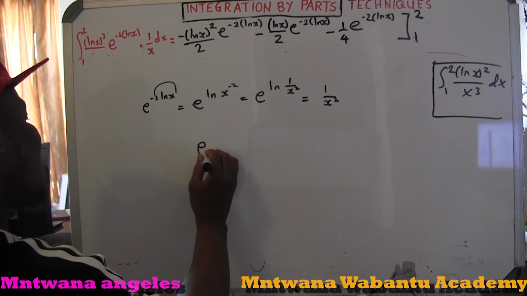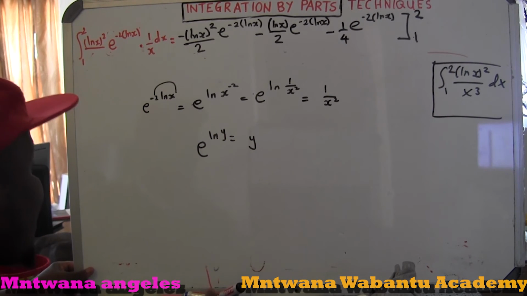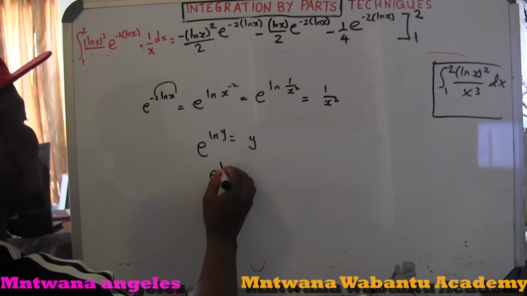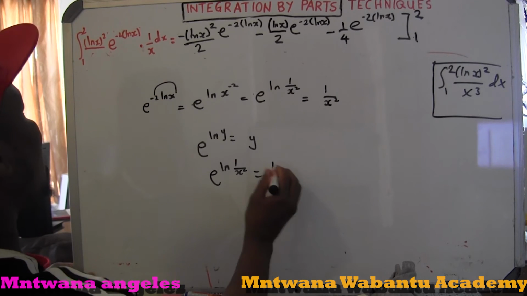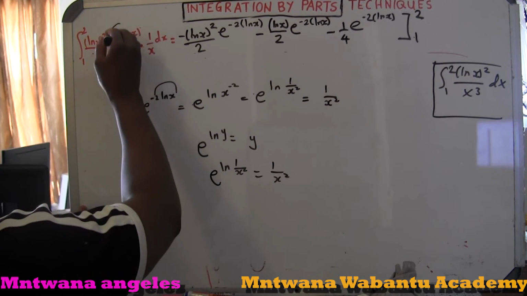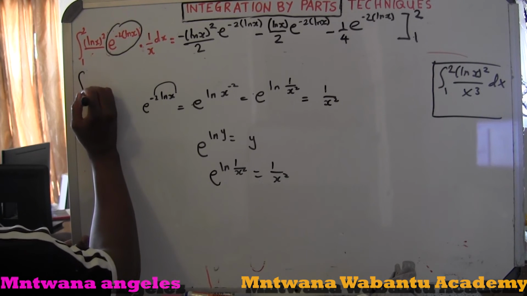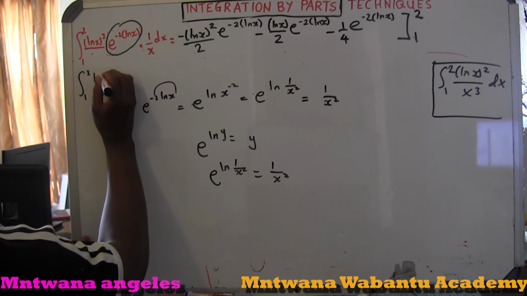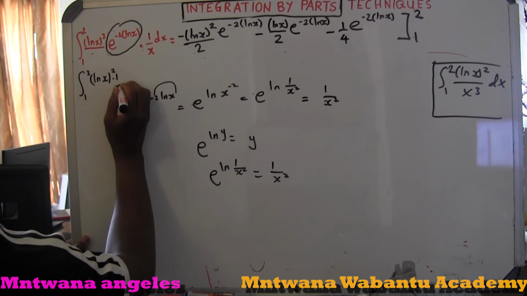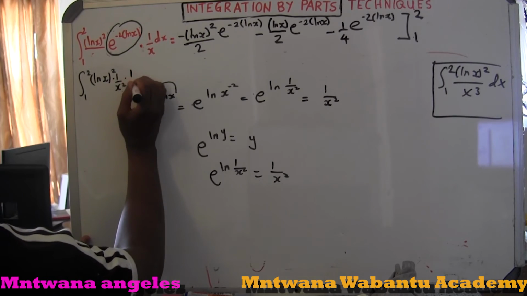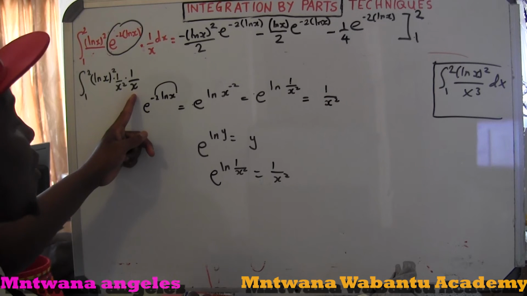It's like if somebody gives you e to the ln of y, this is equal to y. So e to the ln of 1 over x squared, like we have here, is equal to 1 over x squared. So the integral of 1 over x squared times 1 over x, see, it's going back to the question, is like 1 over x cubed.